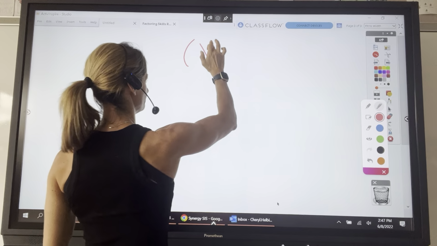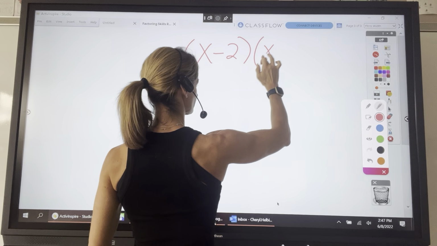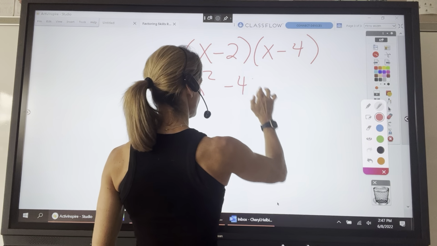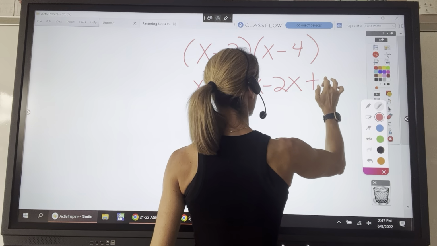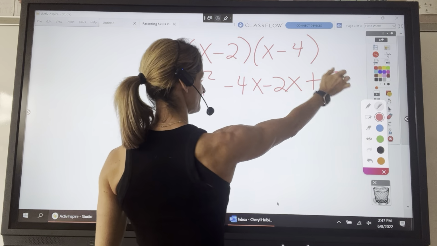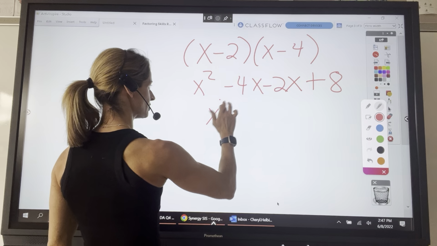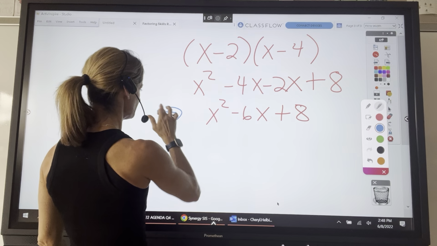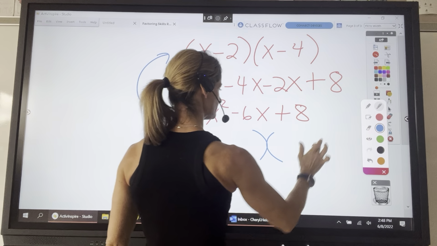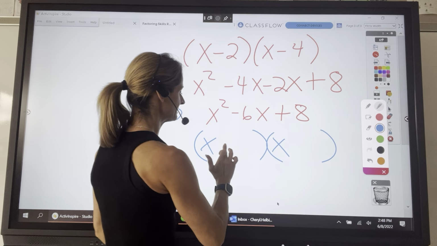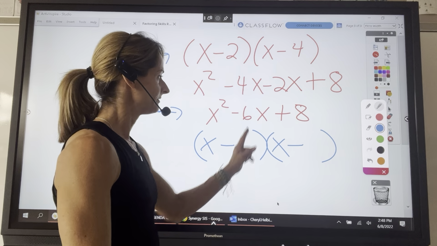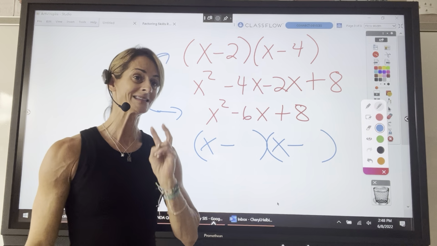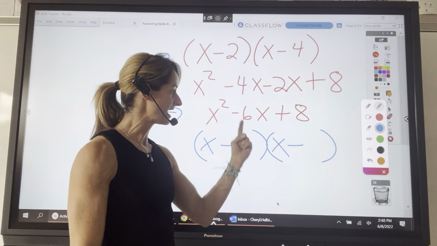Let's try minus minus now. So we get x squared minus 4x minus 2x plus 8, because a negative times a negative makes positive. Now I add these two terms. These are like terms. And so when we're working backwards, we're given this, and we have to get to this. We put our parentheses, we put our x's, and we know this has to be minus minus because this is a positive 8. So it's either plus plus or minus minus. And we know it's minus minus because when we add the two numbers, we have to get a negative 6.